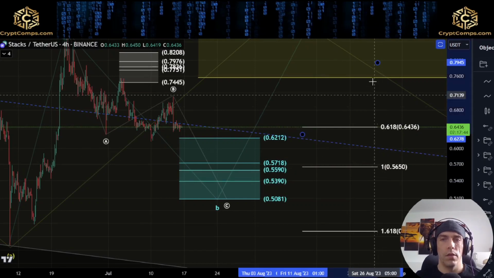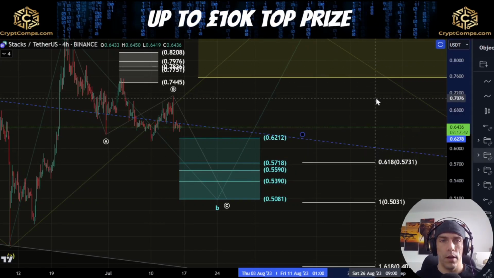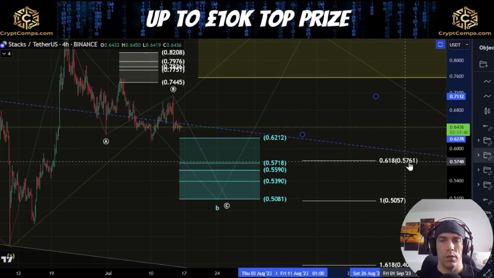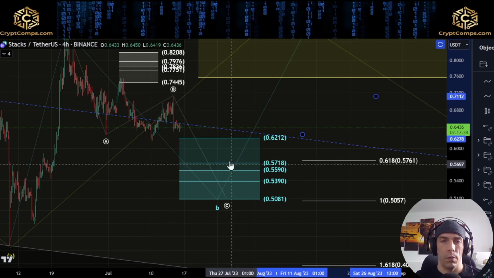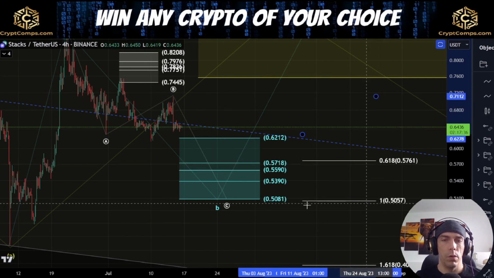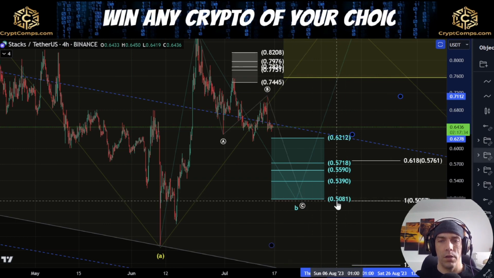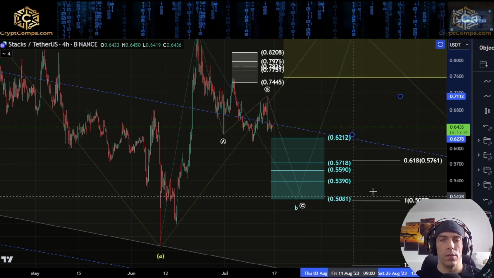What I'd want to see here is that if we look to break down from our current level, what I would be looking for is this 0.618 would actually align with coming back to this golden pocket, but then the 1-to-1 would also be aligning with coming back down deeper here towards this 50.81.